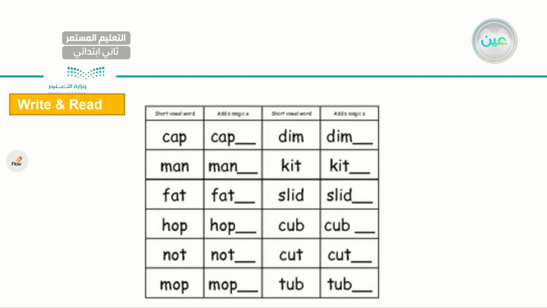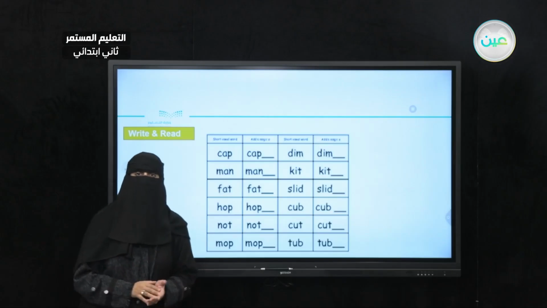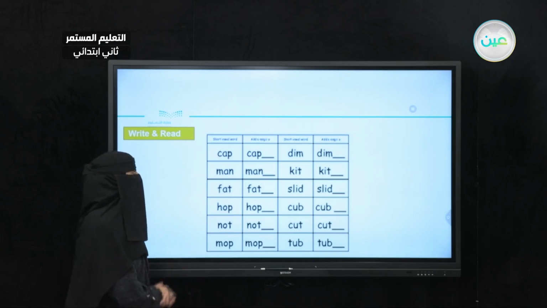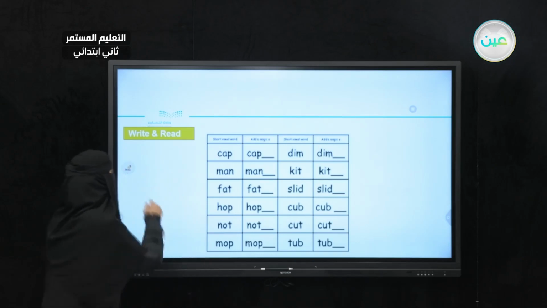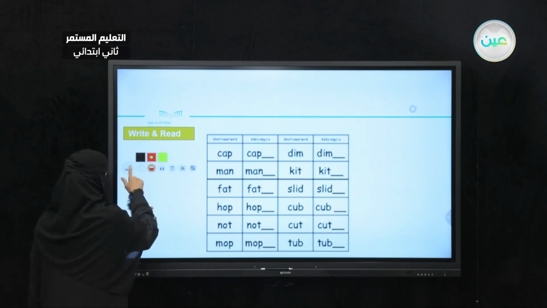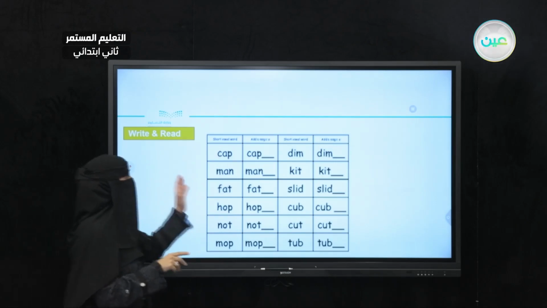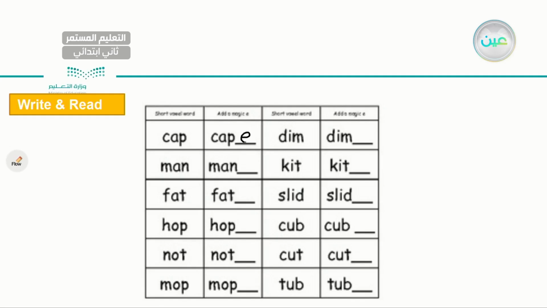Excellent. Now, here, as I mentioned before, vowels are very important. Sometimes we have short vowels, short sounds. Sometimes we have long sounds. As you can see here, I have all the letters. They look like the words are the same. Cap, but here I have cape. Man, main. Fat, fate. Hop, hope. Now, let me read these words for you. Focus and try to listen to the sounds very well.